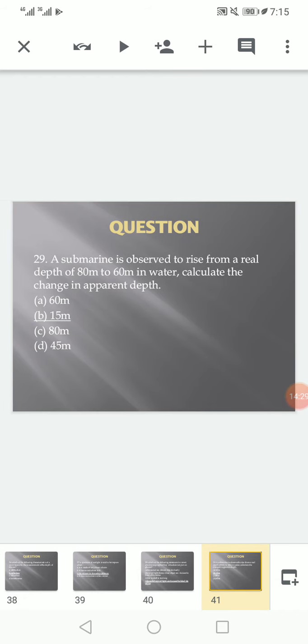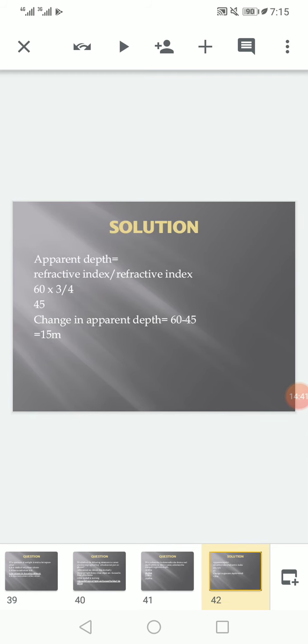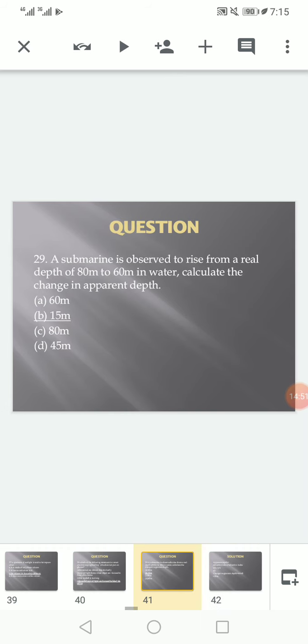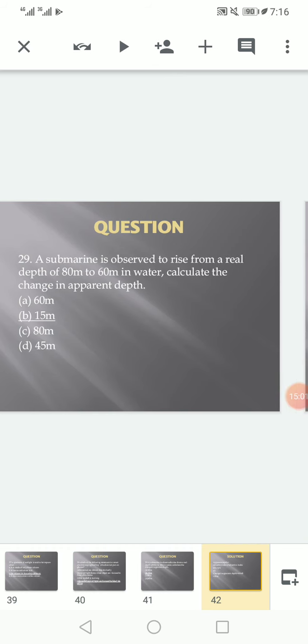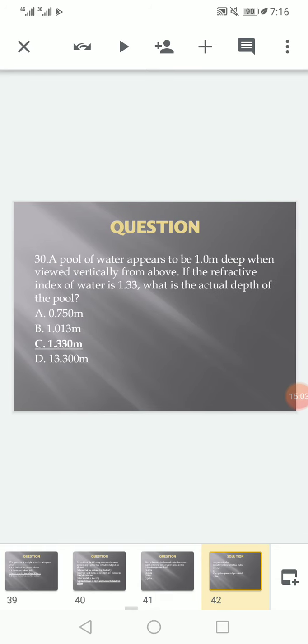A submarine is observed to rise from a real depth of 80 meter to 60 meter in water. Calculate the change in apparent depth. This is a calculation. Remember, apparent depth is equal to refractive index. Please, apparent depth is equal to refractive index all over real depth. I will explain this better in our Zoom class, and the answer is 15 meter.